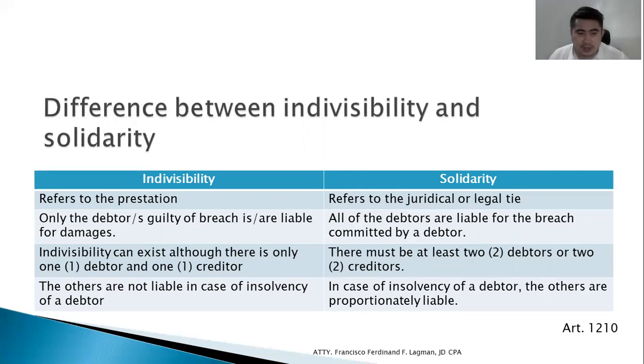So what's the difference between indivisibility and solidarity? Indivisibility refers to the prestation. Solidarity refers to the juridical or legal tie. In indivisibility, only the debtor or debtors guilty of breach is or are liable for damages. In solidarity, all of the debtors are liable for the breach committed by a debtor. Indivisibility can exist although there is only one debtor and one creditor. In solidarity, there must be at least two debtors or two creditors. In indivisibility, the others are not liable in case of insolvency of a debtor. In solidarity, in case of insolvency of a debtor, the others are proportionately liable.